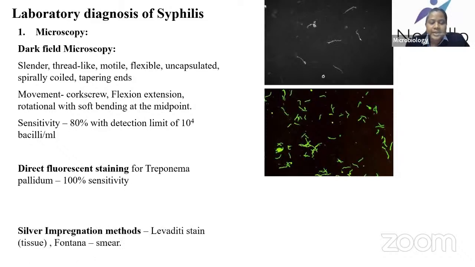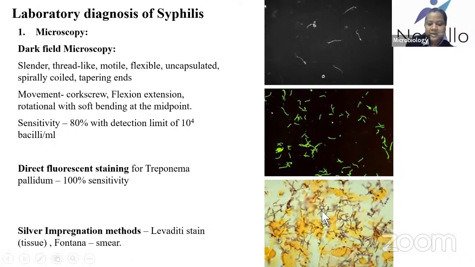And also from the direct ulcer or even from the tissue section, you can go for silver impregnation methods, where you can use the Levaditi stain or the Fontana stain. The bacteria is seen as brown or black in color. So this is the silver impregnation stain. These are the microscopic methods which are used for the diagnosis of syphilis.